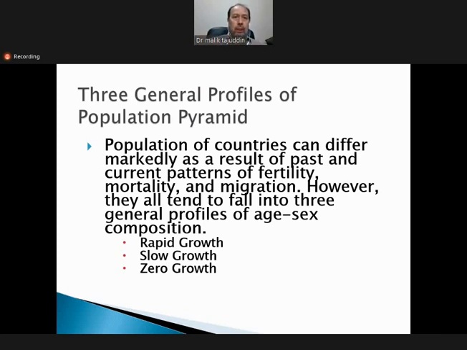So, three general profiles of population pyramid. The population of countries can differ markedly as a result of past and current patterns of fertility: high birth rate, low birth rate, very low birth rate.